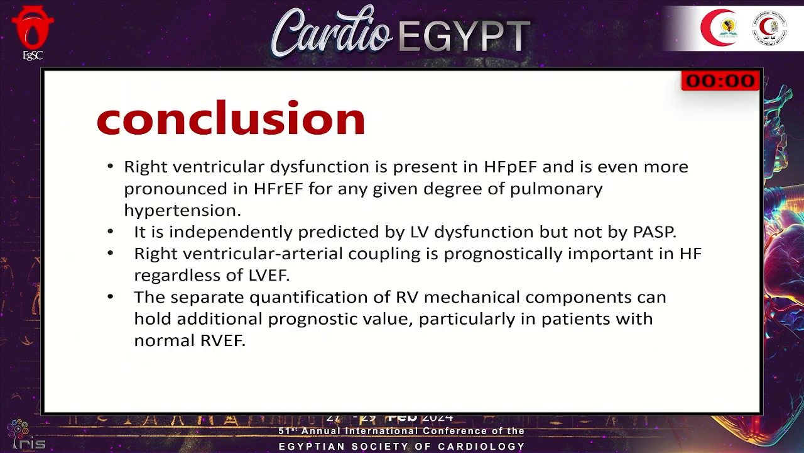And finally, my conclusion: right ventricular dysfunction is present in heart failure with preserved ejection fraction and is even more pronounced in heart failure with reduced ejection fraction for any given degree of pulmonary hypertension, as it is independently predicted by LV dysfunction, not the pulmonary artery pressure. Right ventricular arterial coupling is prognostically important and should be assessed in every patient with heart failure, regardless of the left ventricular ejection fraction. And finally, the separate quantification of RV mechanical components can hold additional prognostic value, particularly in patients with normal ejection fraction.